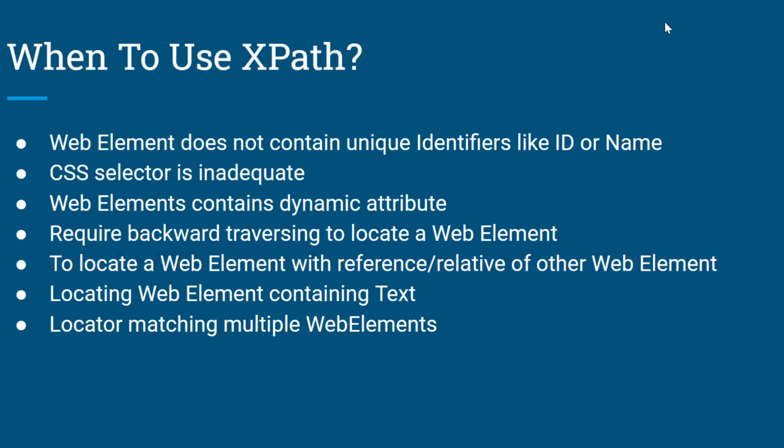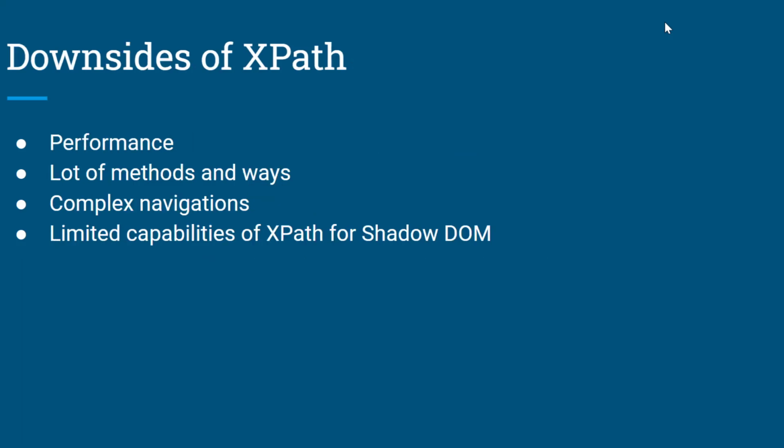If you want to locate the web element containing text, in that case also we can use XPath. The last point, locator matching multiple web elements. It is a very common scenario. Whatever locators we write, it may find more than one web element. So if you want to get a specific indexed element like second or third or first, then XPath is a better option. Now let's see some downsides of XPath.